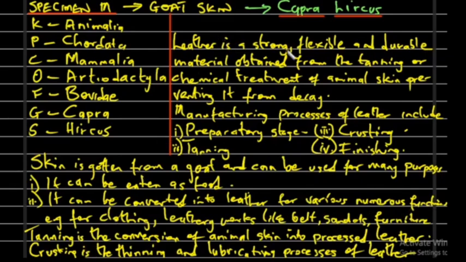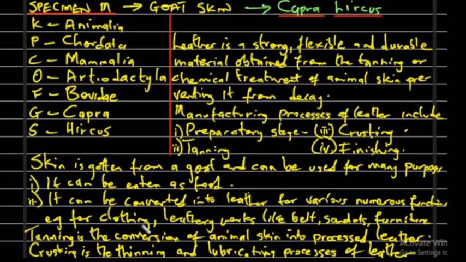Now, leather is a strong, flexible and durable material obtained from the tanning or chemical treatment of animal skin, preventing it from decaying. When you try to make leather, you make use of animal skin, and the process of converting animal skin to leather is what we refer to as tanning. So that is what I explained here, that tanning is the conversion of animal skin into processed leather.